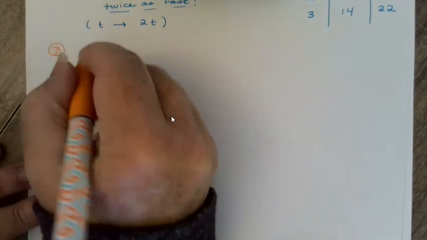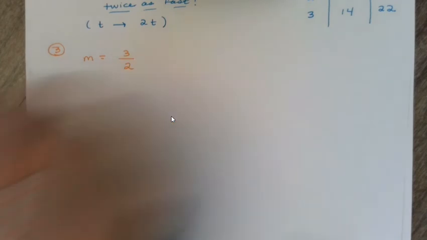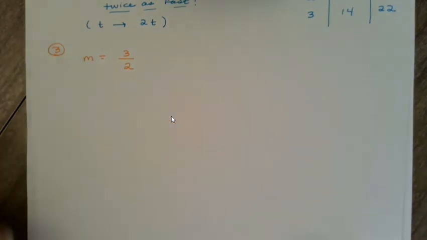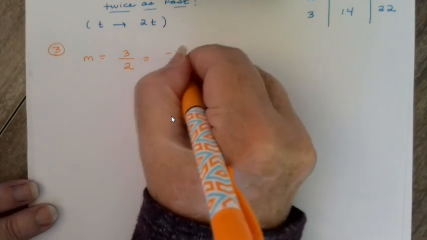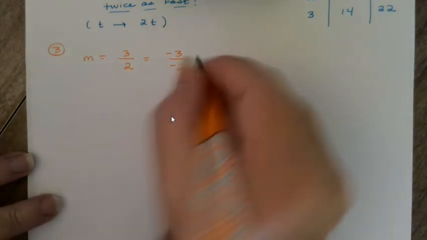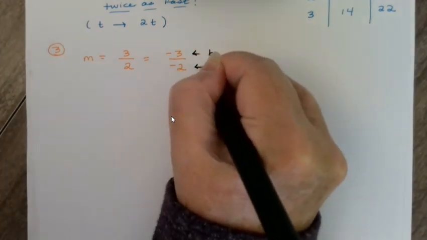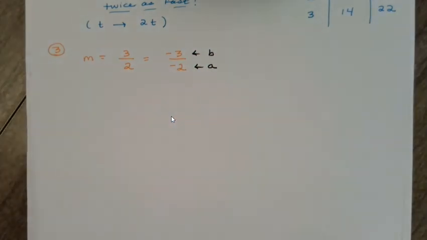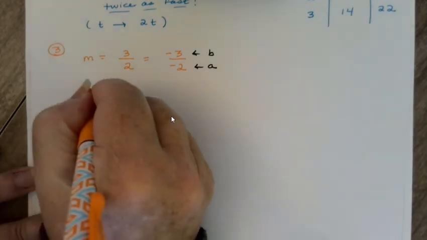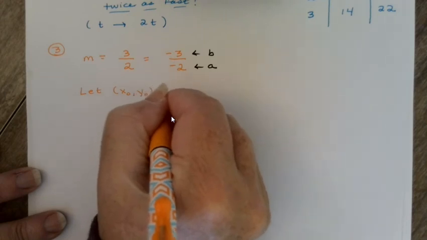For this third variation, I'm going to go back to the idea that when the slope was 3/2, right from the start, and this time I'm going to say, well, another way to write 3/2 would be -3 over -2, right? Same fraction, just a different form. And so I'm going to use this as my b and my a. I'm going to go ahead and keep the same starting point, 2, 4.